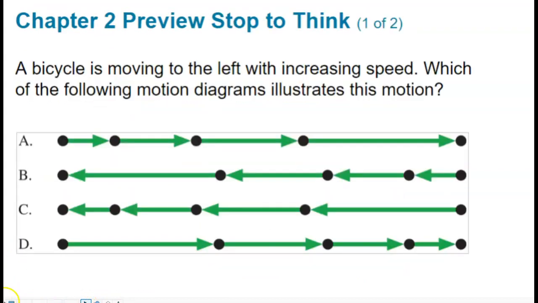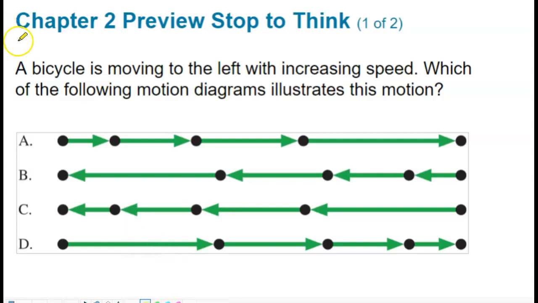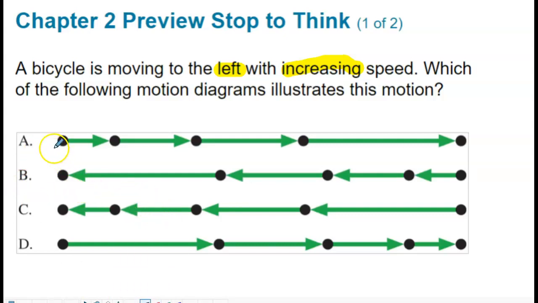And we're going to apply that and just see if we remember anything. So looking at this diagram, we are supposed to decide which one of these four motion diagrams represents this motion. A bicycle is moving left with an increasing speed. I think we can eliminate some right away because moving left is only displayed in two of these. That is not left and that is not left because the arrows are pointing to the right. So it's either B or C, and we want to see speeding up.